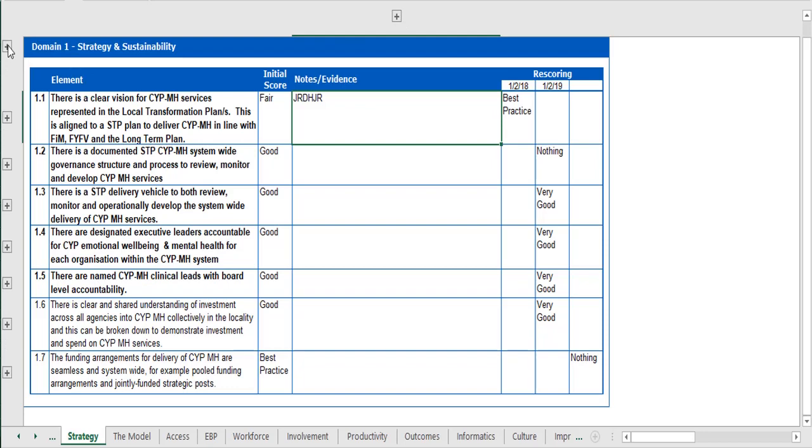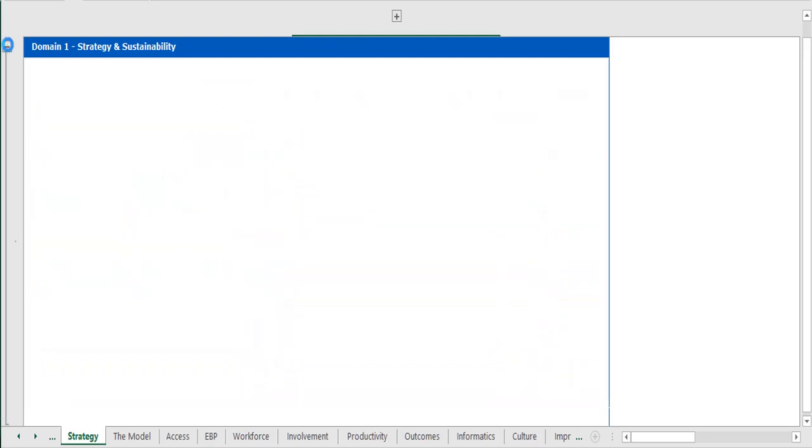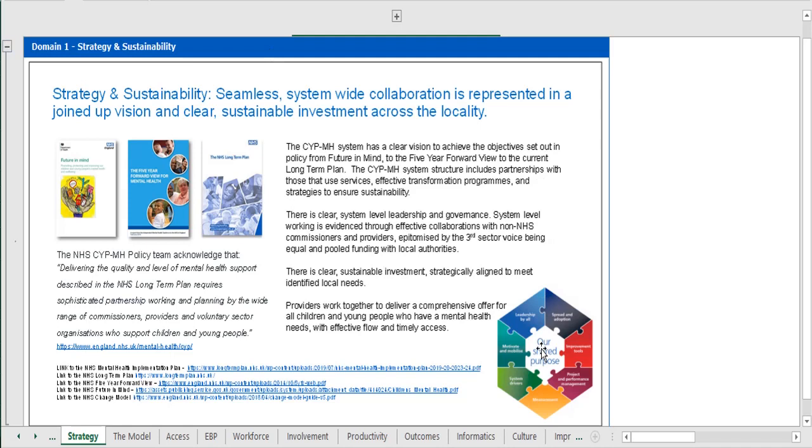So the first one I want to click on is next to the domain name at the top. And if I click on that, what is revealed is a slide that describes some of the thinking behind that domain. So this includes some of the key elements you need to know about. So for strategy and sustainability, obviously that's going to be very much related to children and young people's mental health policy. So you can see there's the future in mind, 5-year forward and long-term plan. There's a statement there which is really to try and give the focus of that domain.